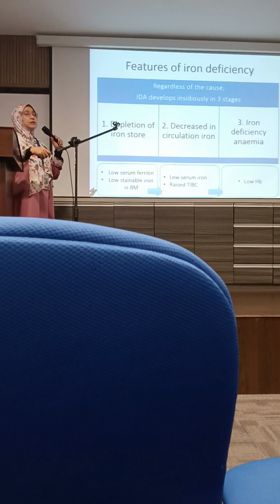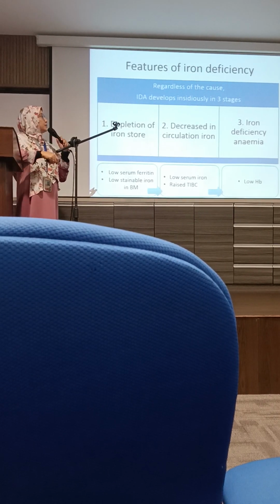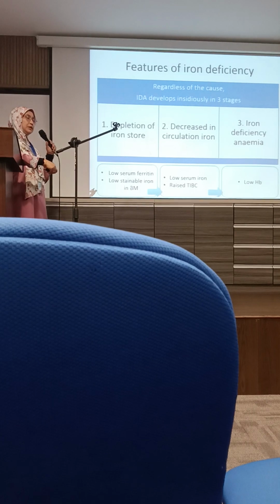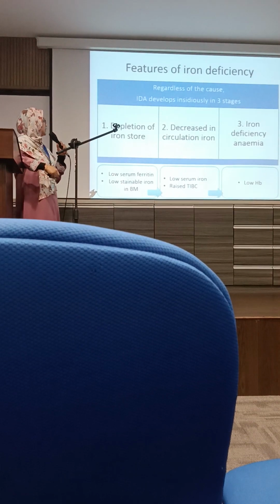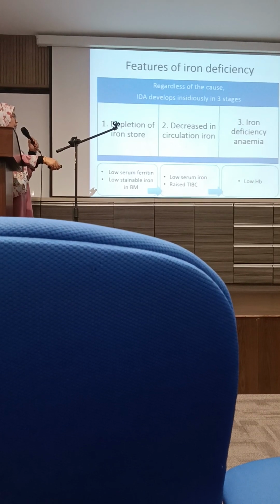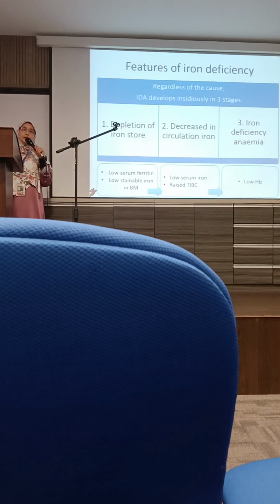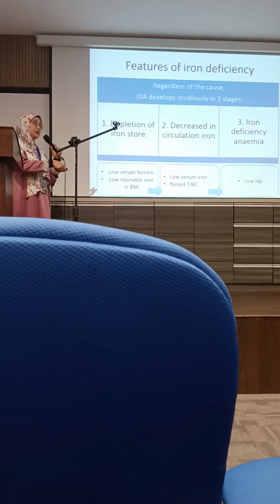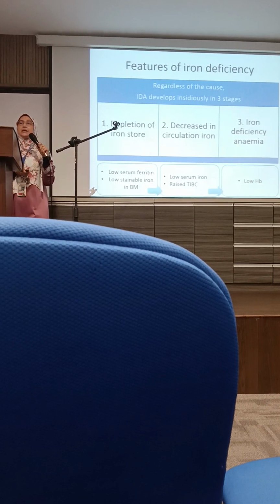So features of iron deficiency, regardless of the cause, it will develop slowly in 3 stages. First, you have depletion of iron store. You akan nampak low serum ferritin, low stainable iron in the bone marrow. Then it progress to decrease in iron in the circulation. So you will have low serum iron and raised TIBC, total iron binding capacity. And the last stage is iron deficiency anemia. Then only you will see low hemoglobin. Okay. Mula-mula dia tak anemic pun. Only the store ni yang nampak kurang lah because you will use up all your storage before it becomes anemic.